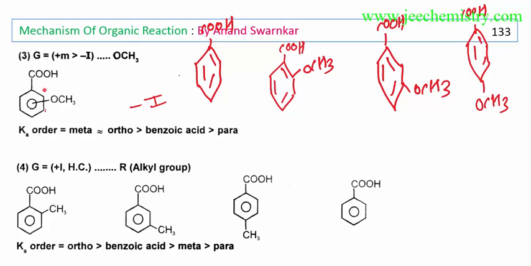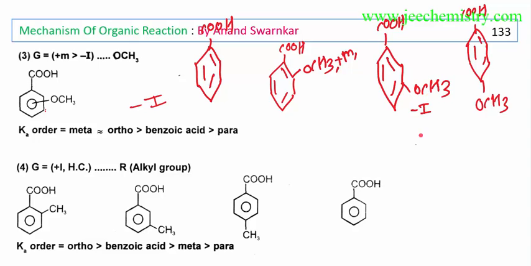The meaning of this compound is that the COOH group is there and OCH3 is attached. At this position OCH3 will act with a plus M effect, and at this position only a minus I effect will work. But at the meta position no mesomeric effect will be acting, only the minus I effect will be working. I have explained the order of the inductive effect and mesomeric effect.